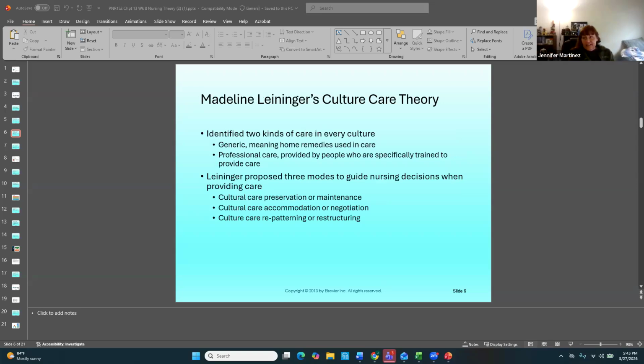We have Madeleine Leininger. Madeleine Leininger had her cultural care theory. She had an interest in cultural care and how nursing responds to people of different cultures. So she recognized that there was a link to understanding care based on cultural background, right? And we've talked about culture and spirituality and how important that is when we are caring for our clients. And so when developing her cultural care theory, she identified that there are two kinds of care in every culture. We have the generic, which is like home remedies used in care.